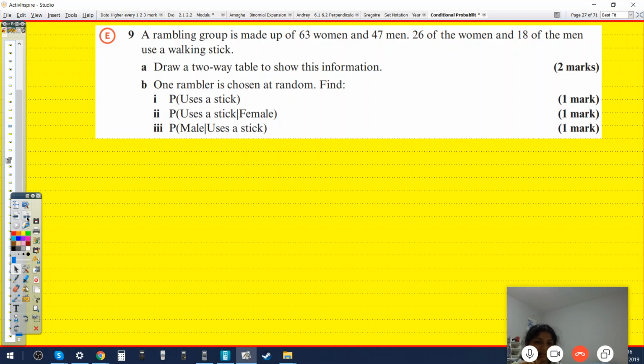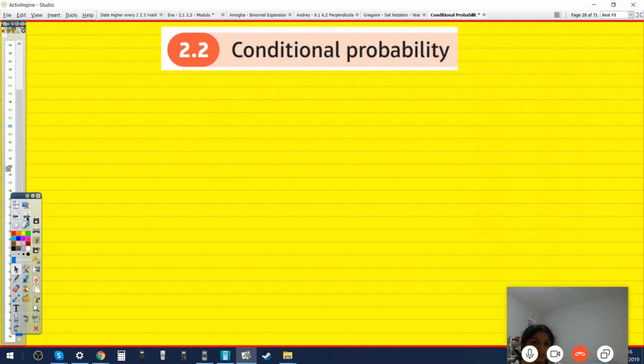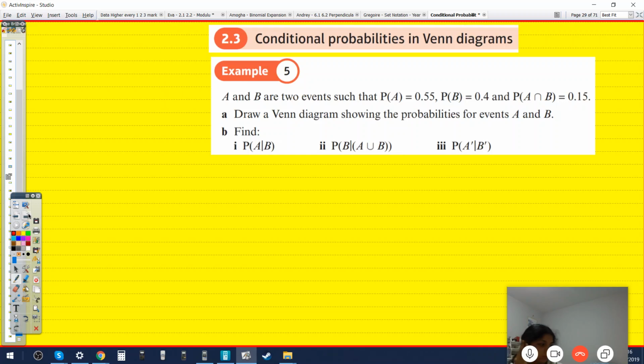This is stick, given that they're female. These are very similar. Yeah, okay. Conditional probability. How do you feel about that? Isn't that just like the given one, the formula? Yeah. So this one is the tables one, and the tables aren't too bad. Okay, let's try this one.